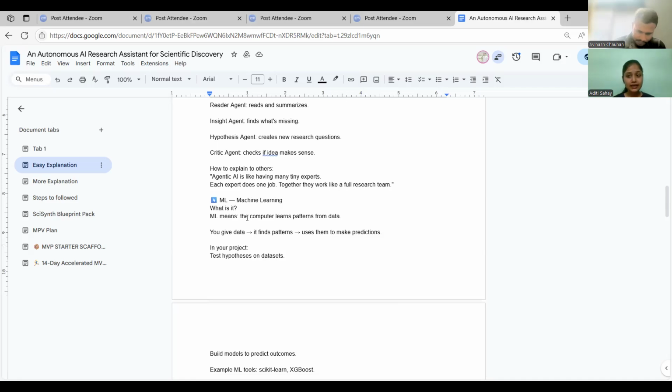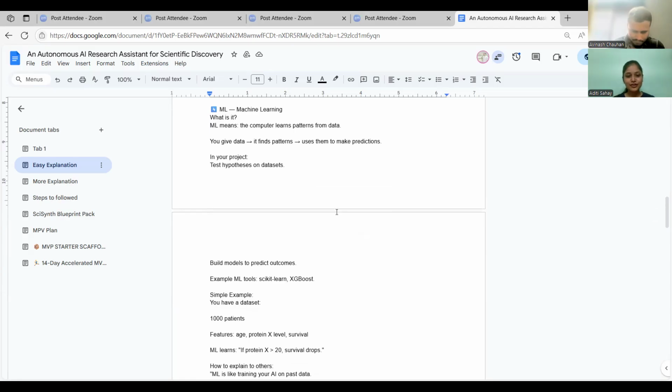Now we'll move on to the next part, that is ML. ML is machine learning. I know most of you would be knowing about this, right? Machine learning is learning the pattern from the data. This is very, very basic. Now everyone is aware of it, right?